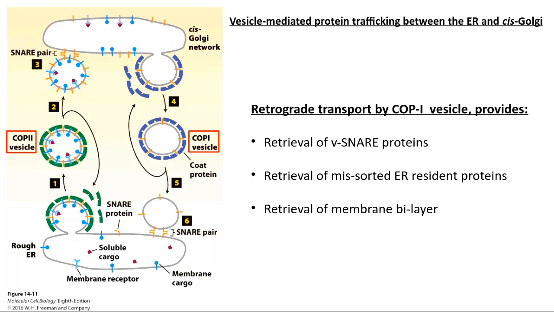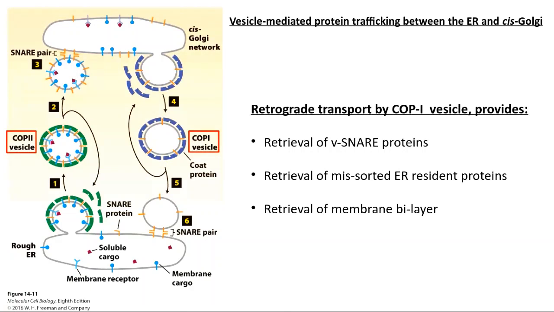and then this vesicle gets fused with the T-SNAREs and V-SNAREs. So now the T-SNAREs will be on the target membrane, that is the ER membrane. And the membrane proteins again become part of the ER membrane, that is how. So the importance of retrograde transport is obviously for the retrieval of V-SNARE proteins, also for the retrieval of the missorted ER resident proteins, as well as retrieval of membrane bilayer. So that is also very important.